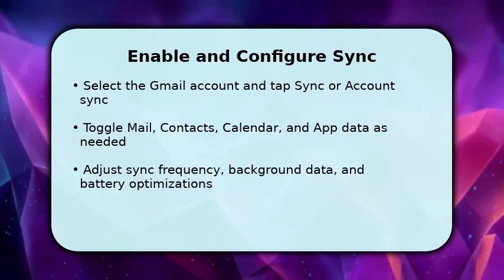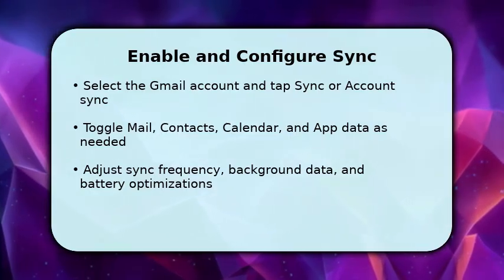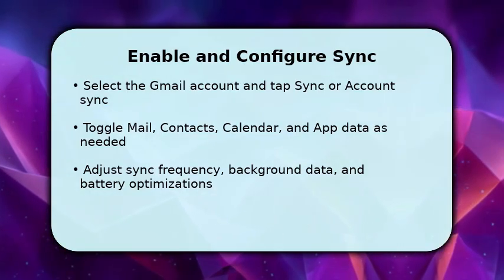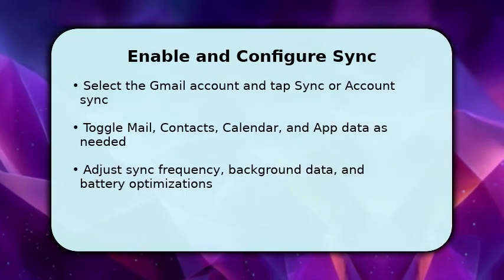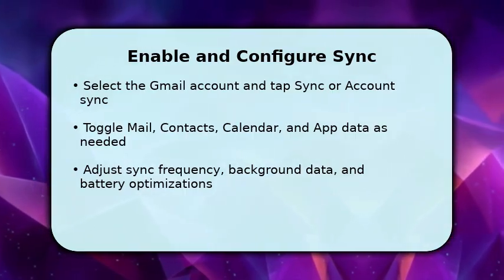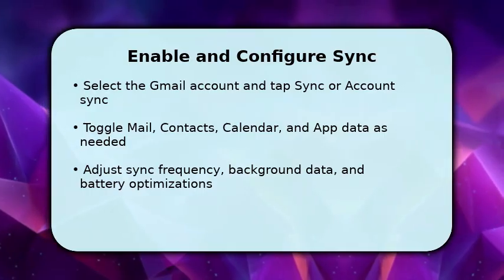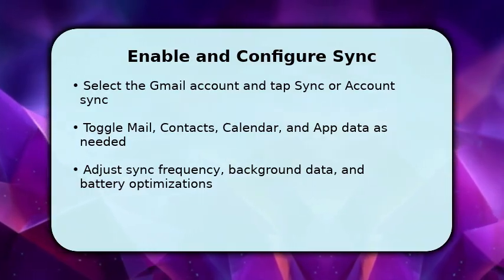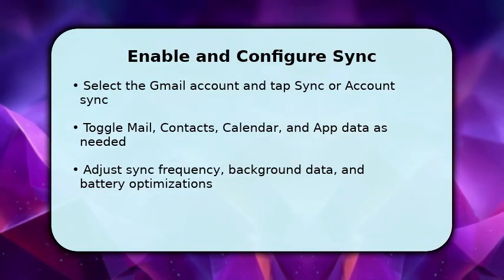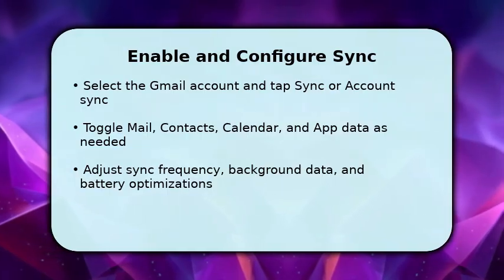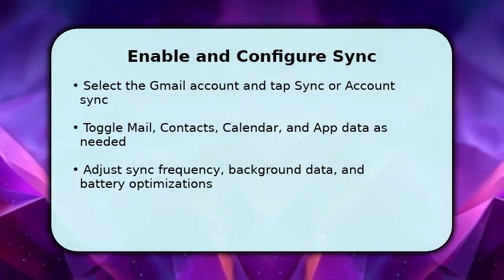Then configure sync frequency or fetch settings, automatic push if available, or a reasonable interval to balance immediacy versus battery. Also make sure background data and battery optimization won't block Gmail, otherwise sync pauses. These choices control what syncs and how promptly changes propagate.